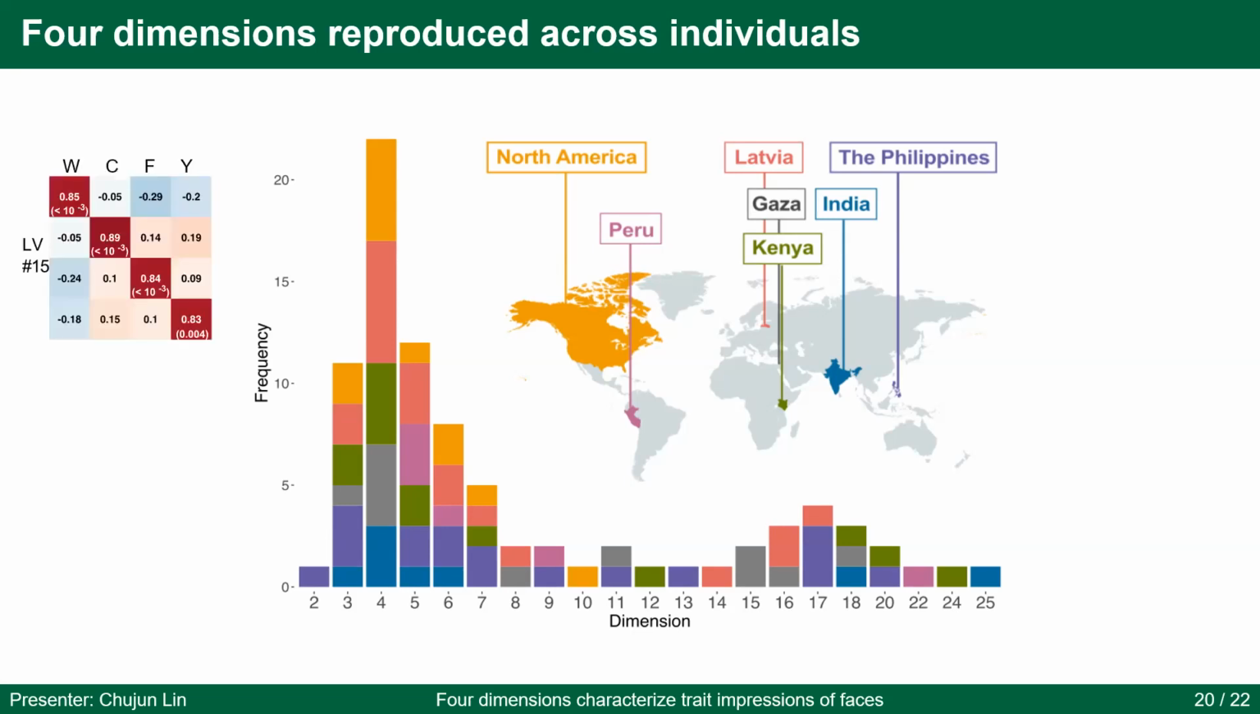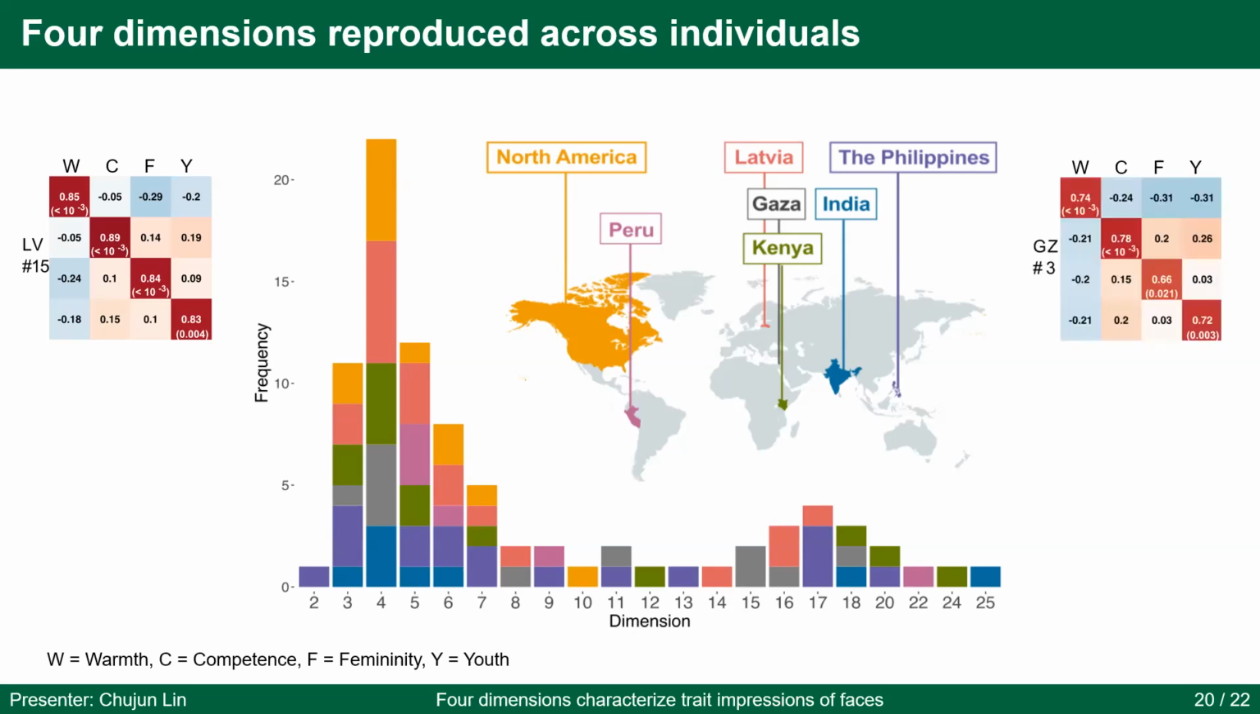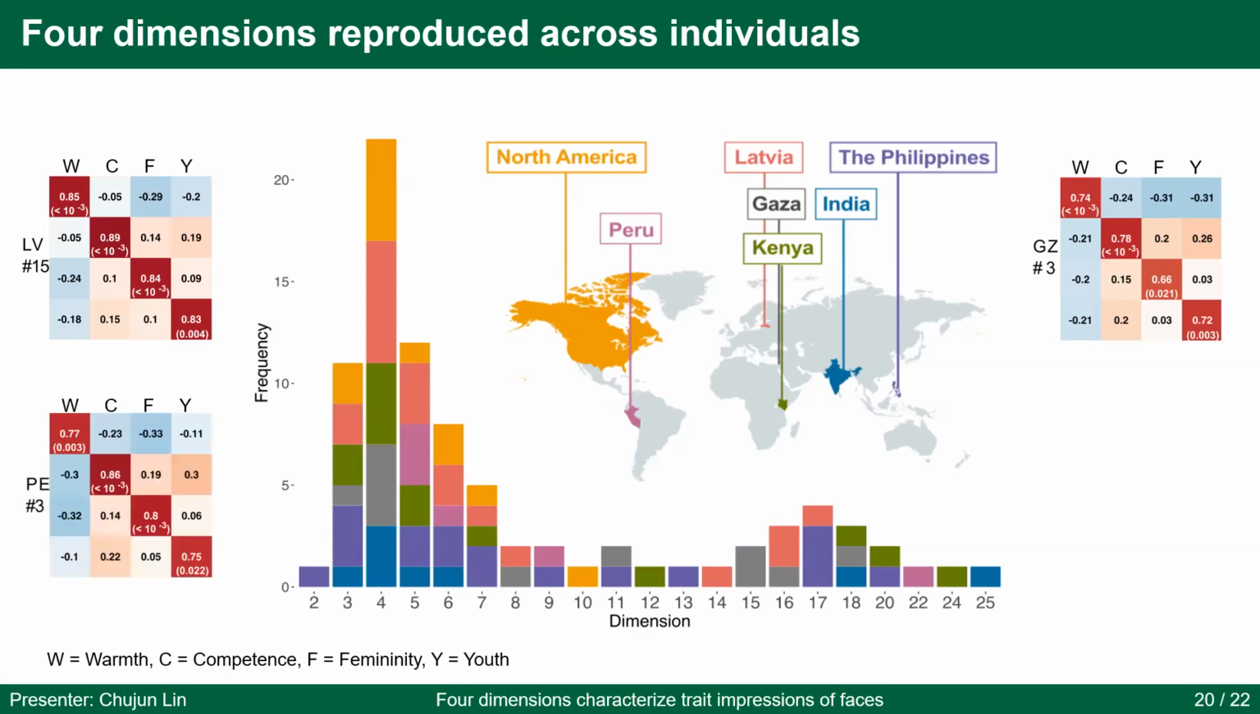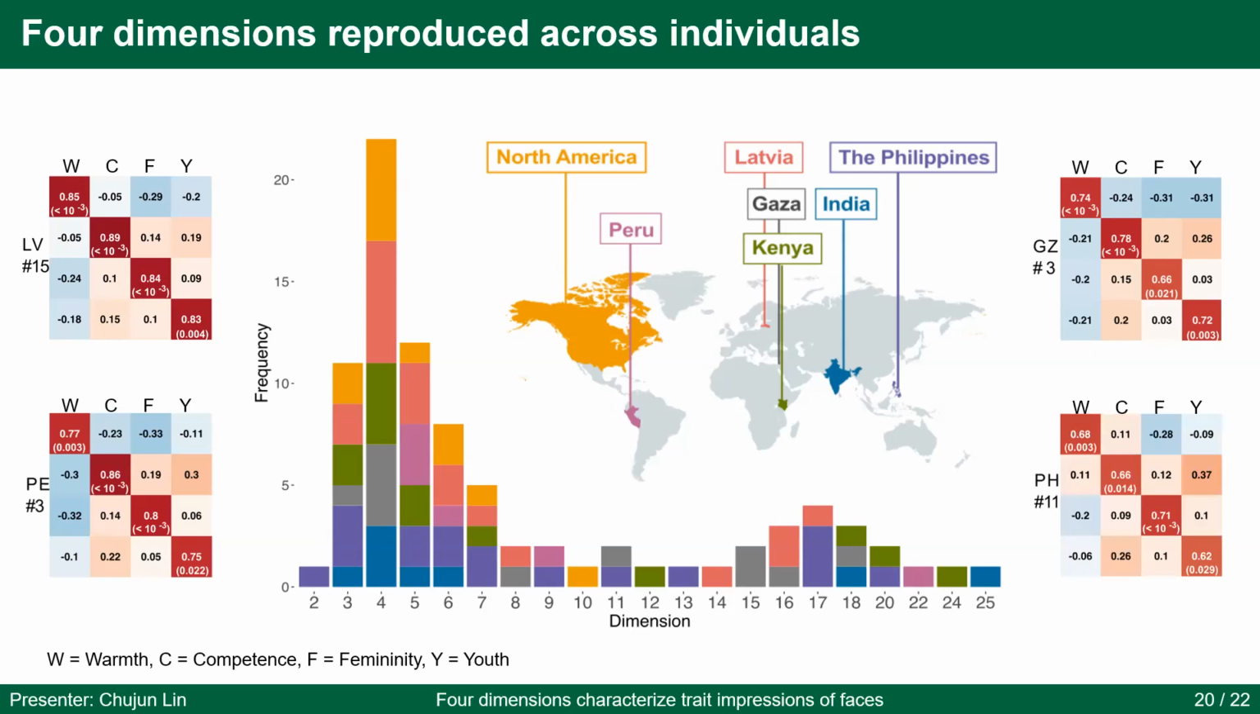For example, this is a participant from the Latvia sample. Again, the column indicates the 4 dimensions found in the US sample, and the rows indicate the 4 dimensions found in this participant's data. The diagonal values indicate how similar the two sets of 4 dimensions are. This is another example of a participant from the Gaza sample, a participant from the Peru sample, and a participant from the Philippines sample. These findings show that the warmth, competence, femininity, youth dimensions are reproducible at the individual level. We also know that we did observe quite a bit of individual differences here.